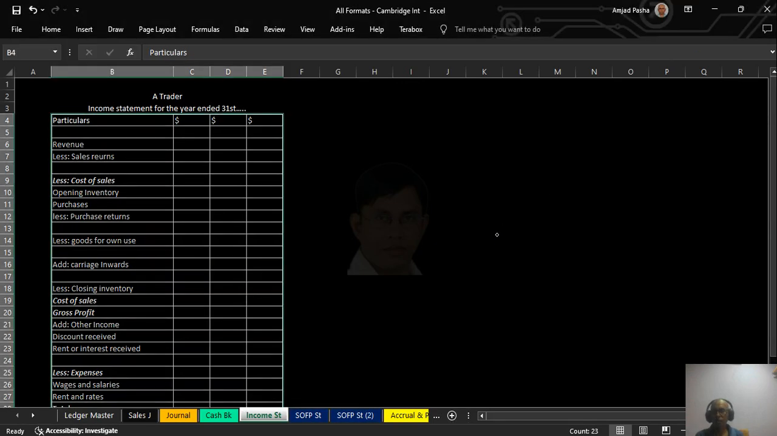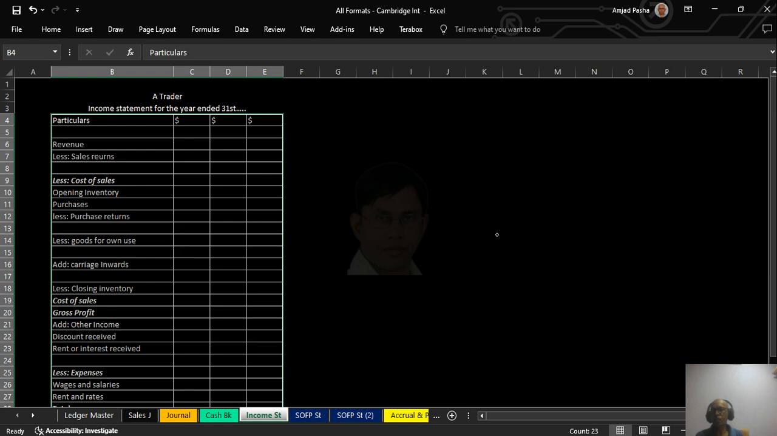See here, this is the format of income statement. First, revenue. You have to show revenue, that is sales less sales returns. Then we have to show cost of sales, starting with opening inventory. Basically, you have to learn this by heart, meaning you have to know how to write it. You cannot write it in a haphazard way. This is known as format, and you have to learn this format strictly.